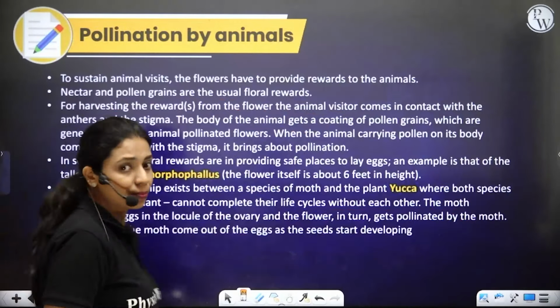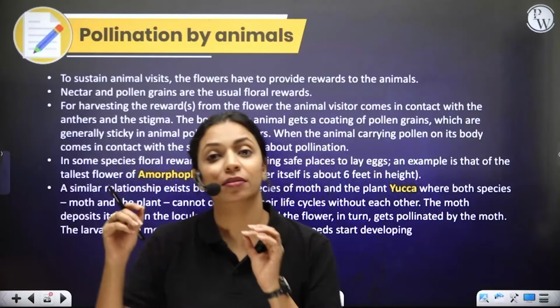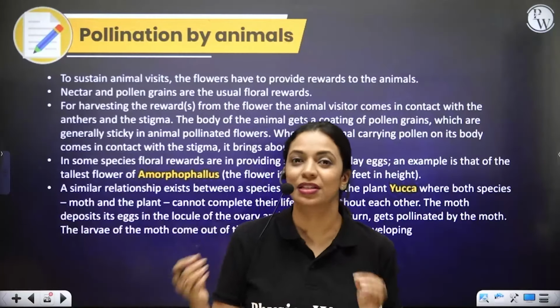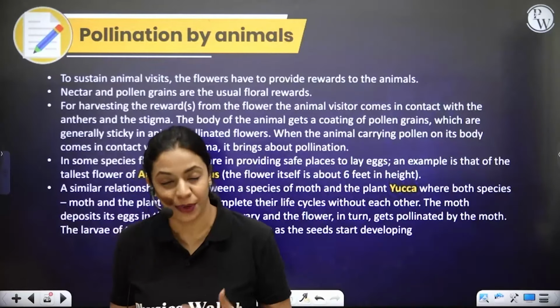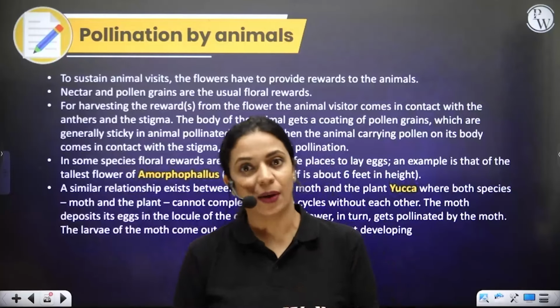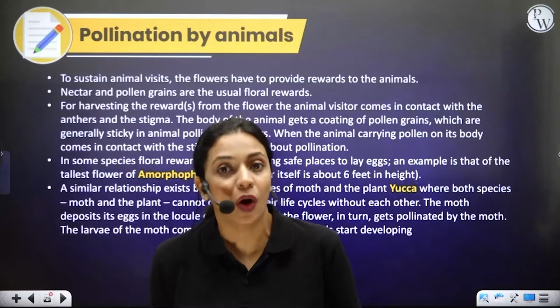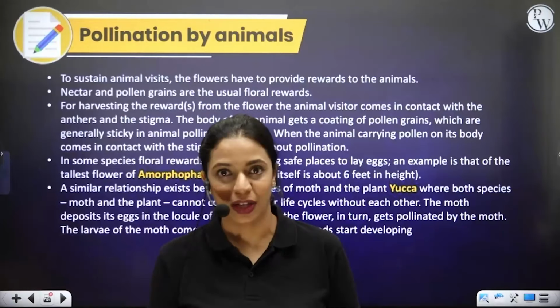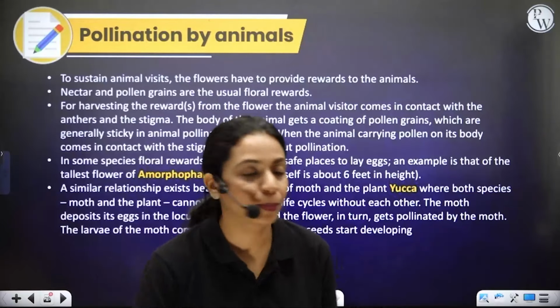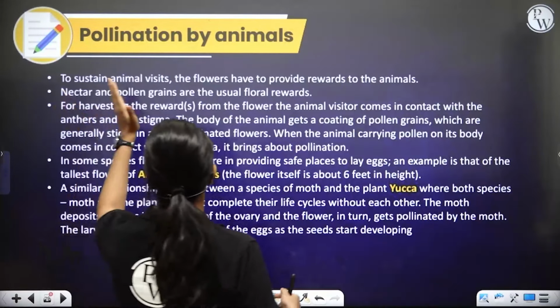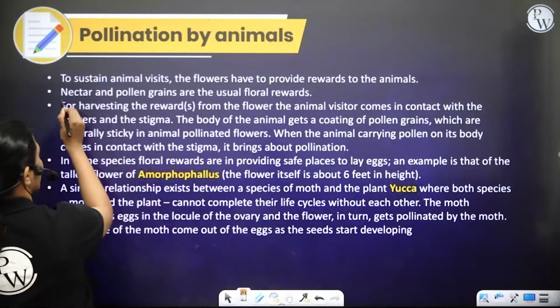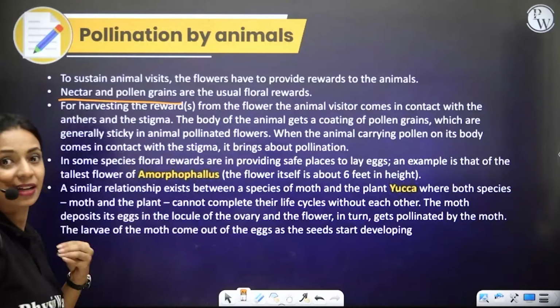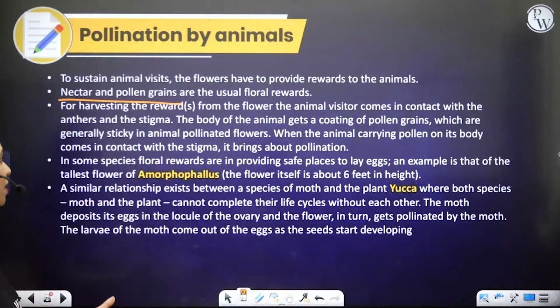Okay, so in order to make sure that the pollinators, the animals and insects, visit the flowers and bring about pollination, these flowers will have to give rewards to the pollinators. What are the rewards that the flowers will give to them? It is nectar and pollen grains. So to sustain the animal visits, the flowers will produce nectar and pollen grains that are the floral rewards.